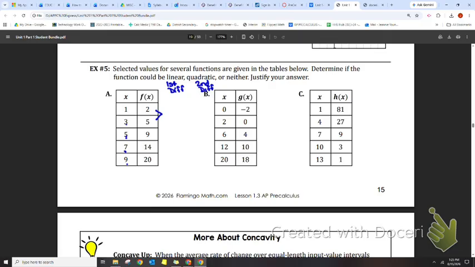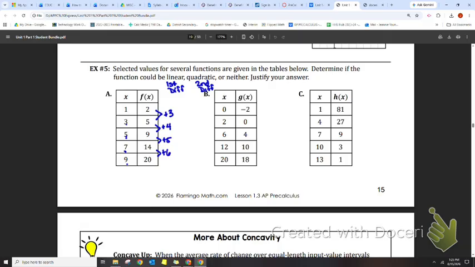So how do you get from 2 to 3? I'm sorry, 2 to 5. Darn, I said it out loud. We add 3. 5 to 9, we add 4. 9 to 14, we add 5. And 14 to 20, we add 6. Those numbers are not all the same. This is not linear.